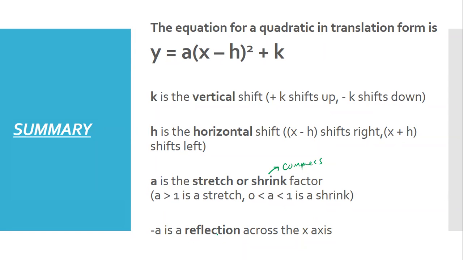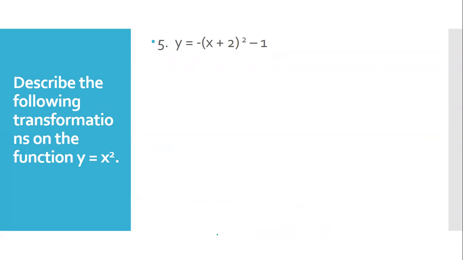So let's see if we can use this information to describe what has taken place here. When you're describing, you want to first identify all your variables, your A, your H, and your K. What is the value of A for this problem? -1. What is the value of H for this problem? It's -2, exactly. And what is the value of K for this problem?